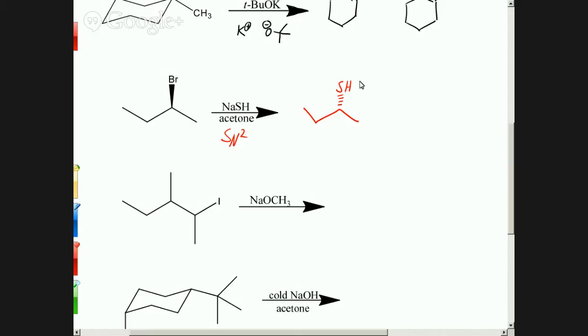What makes it unlikely for an elimination? The base not being strong enough. If that were NaOH, we might say maybe there could be some elimination, especially if there were a higher temperature.